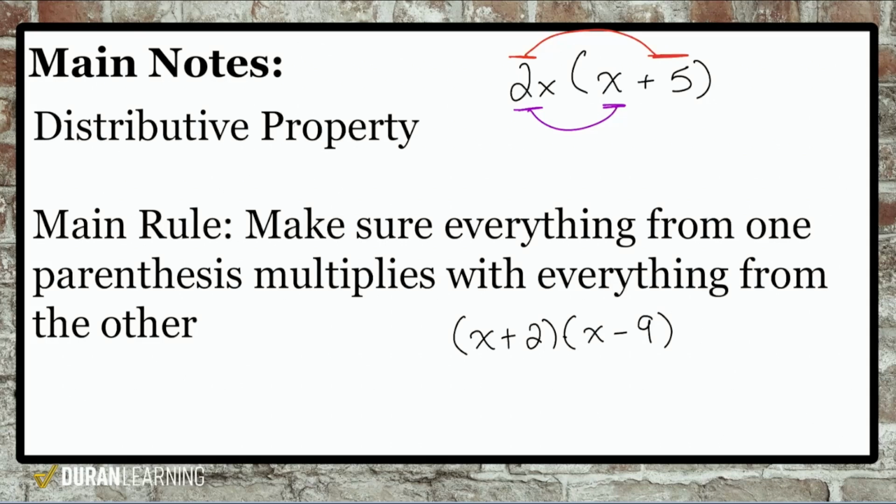We are just going to say, hey, here's our x. I'm going to make sure that it multiplies with this x, and also make sure it multiplies with that minus 9. And then we're not done, because this is just one of the things in one parentheses. We need to make sure that everything from the parentheses multiplies with everything from the other. So what that means is, over here with this 2, we'll make sure it multiplies with the x, and also make sure it multiplies with that minus 9.